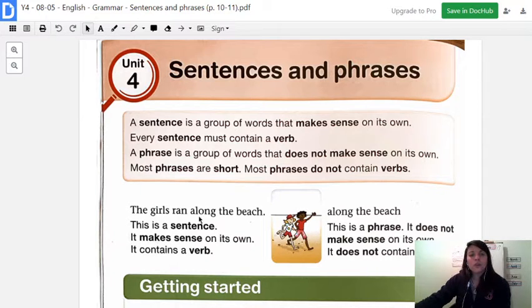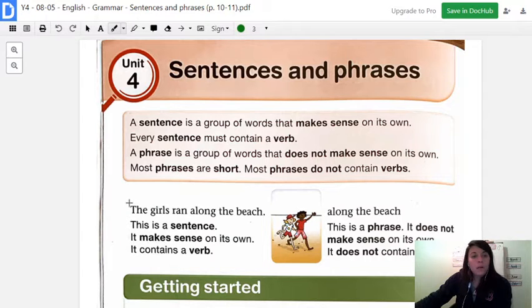The girls ran along the beach. This is a sentence, and I know this why? Because it makes sense on its own. It makes sense. The girls ran along the beach. And here I see some girls running along the beach. And it contains a verb. Now, I'm going to explain to you basically the signs of how I know that a sentence is a sentence and a phrase is a phrase.